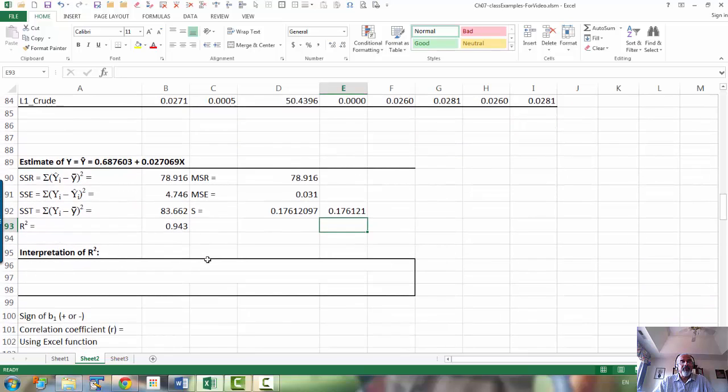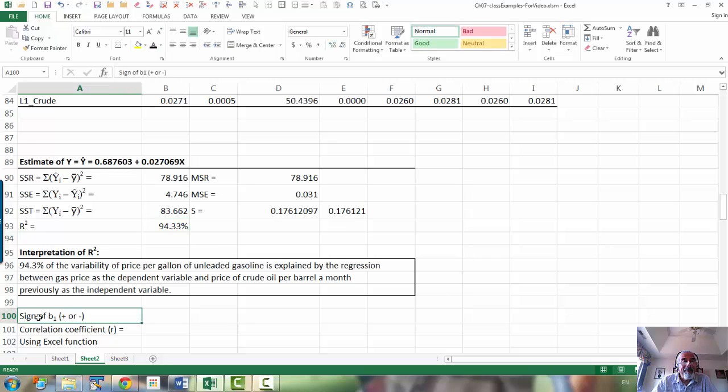Now let's find an interpretation for the coefficient of determination. This tells us that 94.3% of the variation in the unleaded gasoline prices per gallon is explained by the regression between unleaded price as the dependent variable Y and the crude oil price one month prior, lagged by a month, as the independent variable. So that's the interpretation.